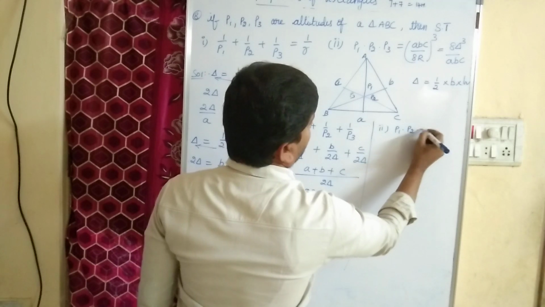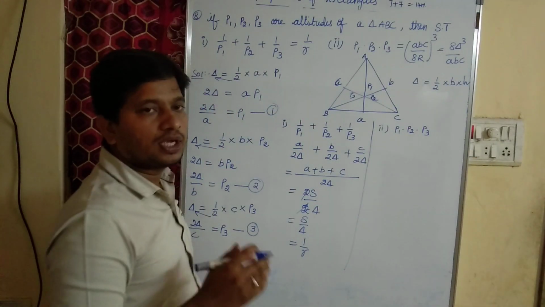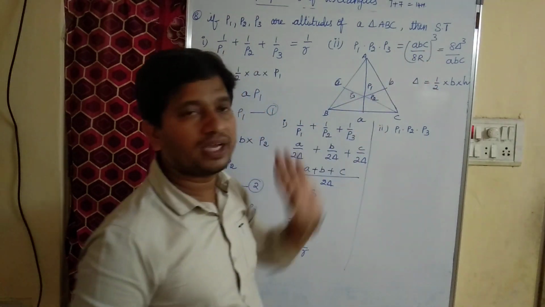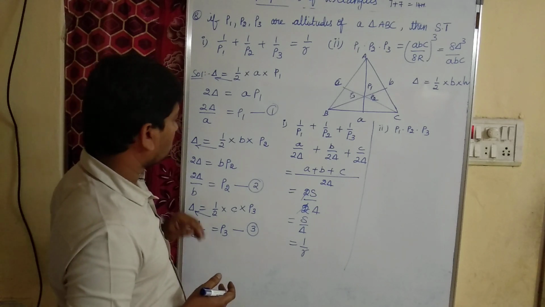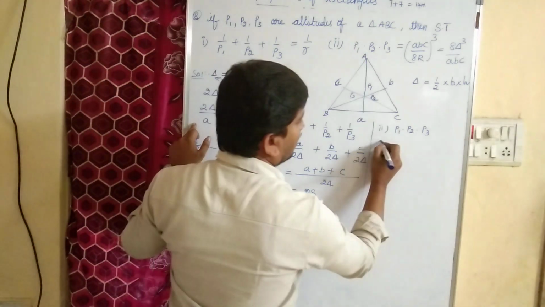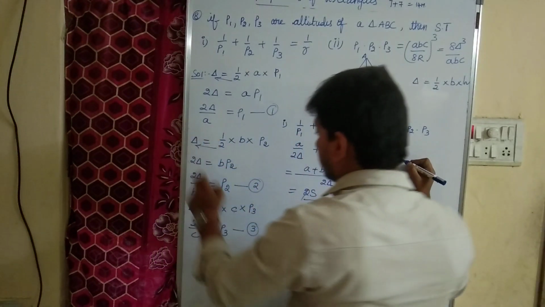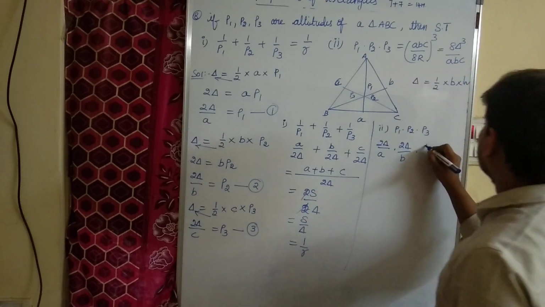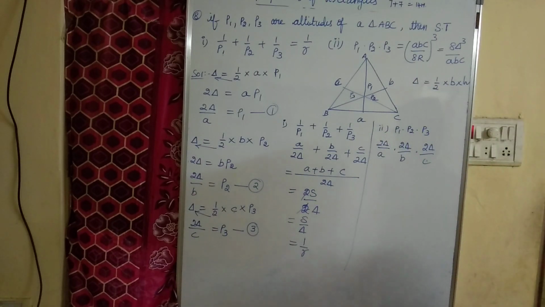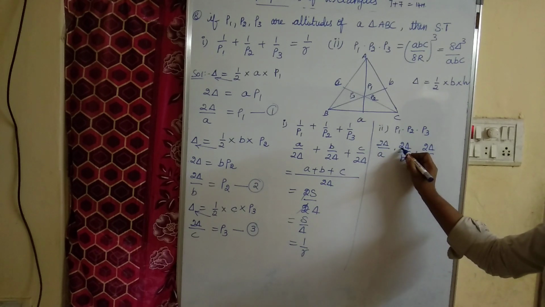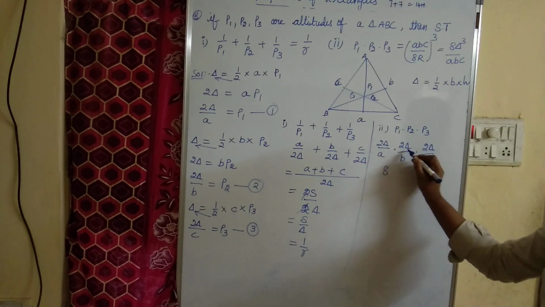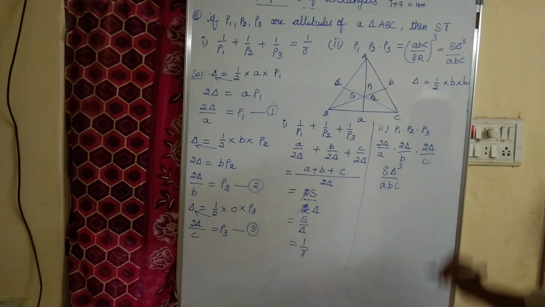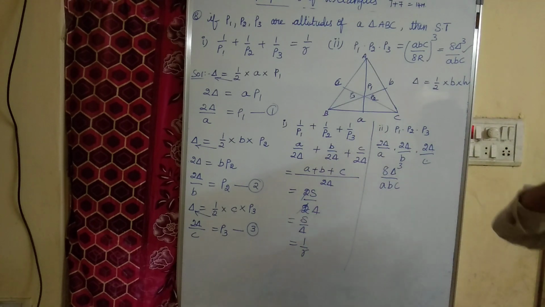P1 into P2 into P3 is equal to (ABC by 8R) whole cube, or else 8 delta cube by ABC. What is P1? As we got P1 value 2 delta by A and P2 value is 2 delta by B and P3 value is 2 delta by C. 2 2s are 4, 4 2s are 8. Delta into delta into delta, delta cube by A, B, C. Yes, we got 8 delta cube by ABC.